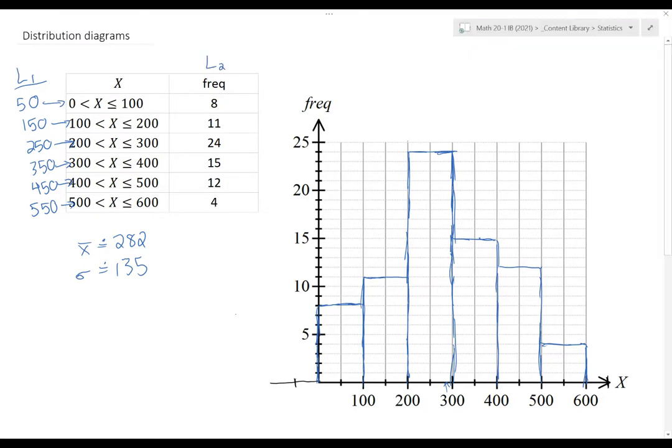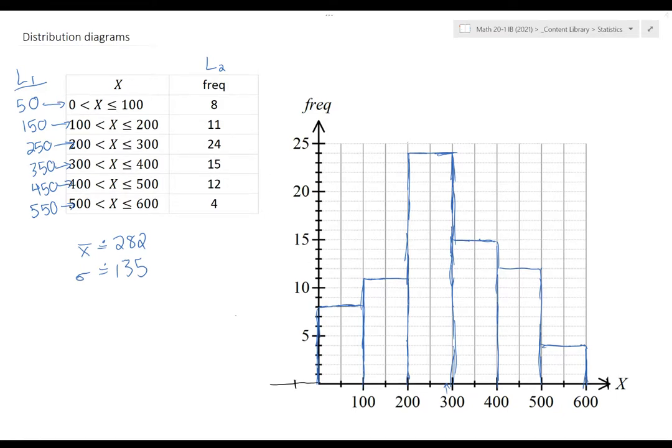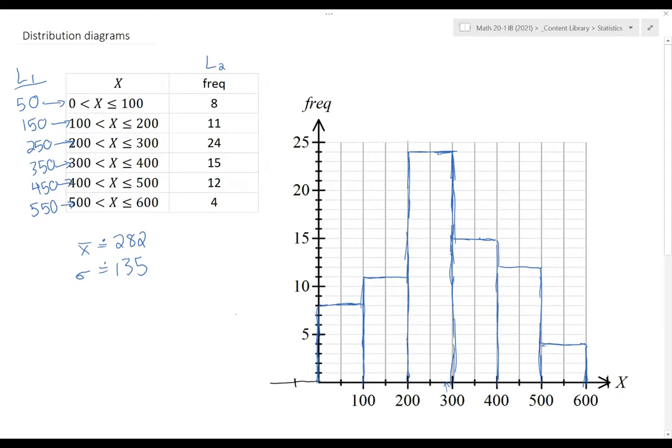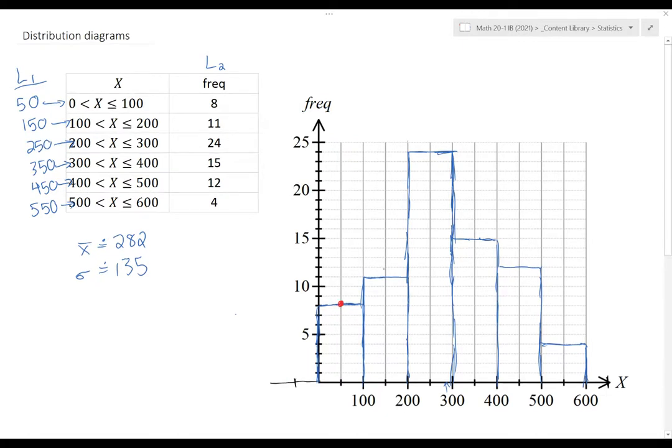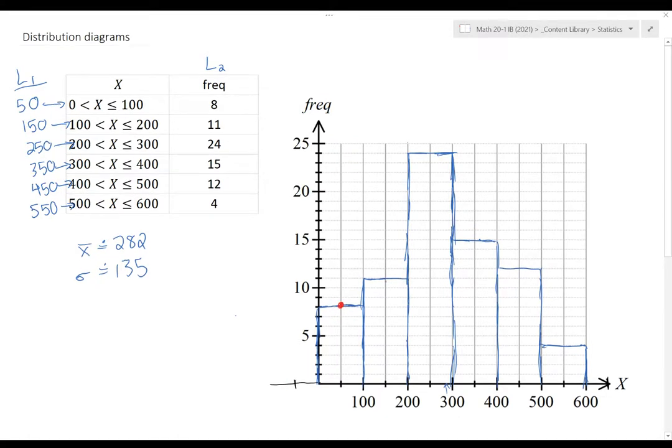A frequency polygon basically shows the exact same information in a line chart format instead of a bar graph format. So if, for example, instead of drawing a bar that's the width of an interval, I'm going to put a point in the center of the interval. So between 0 and 100, I have 8 values. So at 50, I'm going to put a point. At 150, I'm going to put a point at 11. 250, I'm going to put a point at 24. 350 at 15, 12, and 4.